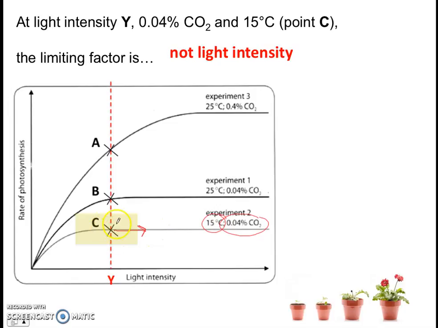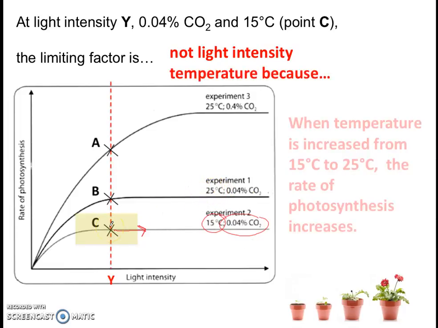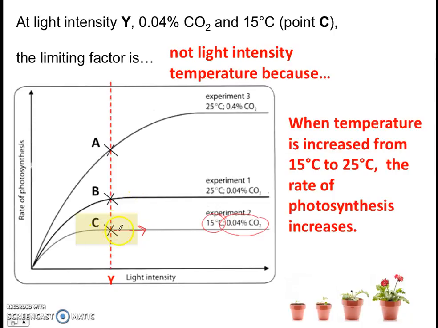So what can we compare C with? Well, we could compare C with B, right? Because C and B, they are both at the same light intensity Y. They are both at the same carbon dioxide concentration, 0.04. But the difference is B is at a higher temperature. So, when temperature is increased from 15 degrees to 25 degrees, then we saw that the rate of photosynthesis actually increases. So the limiting factor at point C is temperature.